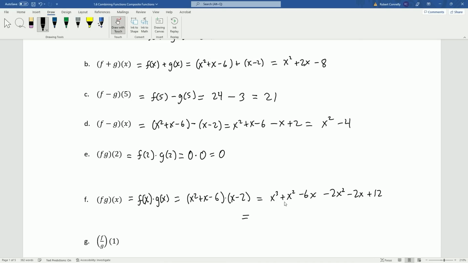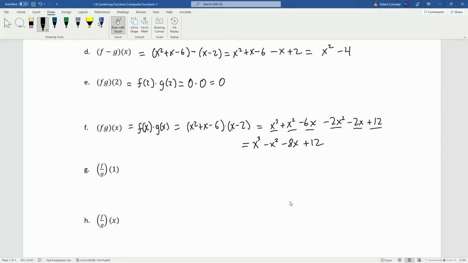And now we just need to do some simplification here. So we only have one x cubed term. And then we've got x squared minus 2x squared. That's minus 1x squared. And then minus 6x and minus 2x, that's minus 8x. And then plus 12. All right, all done there.